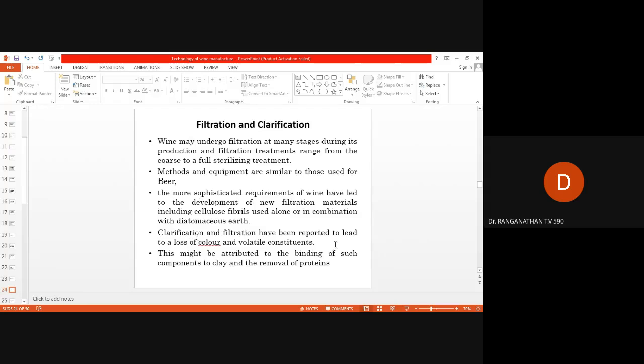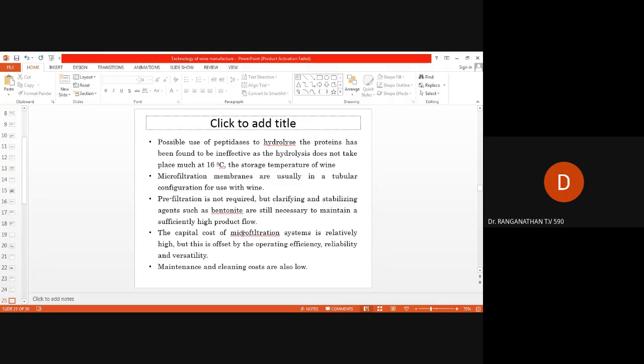But then clarification and filtration can lead to loss of color and volatile constituents because of the process of doing it. Because we have diatomaceous earth. Diatomaceous earth is something like clay, and clay is known to be a decolorizing agent. It is known to strip the volatiles. This is for clarification.